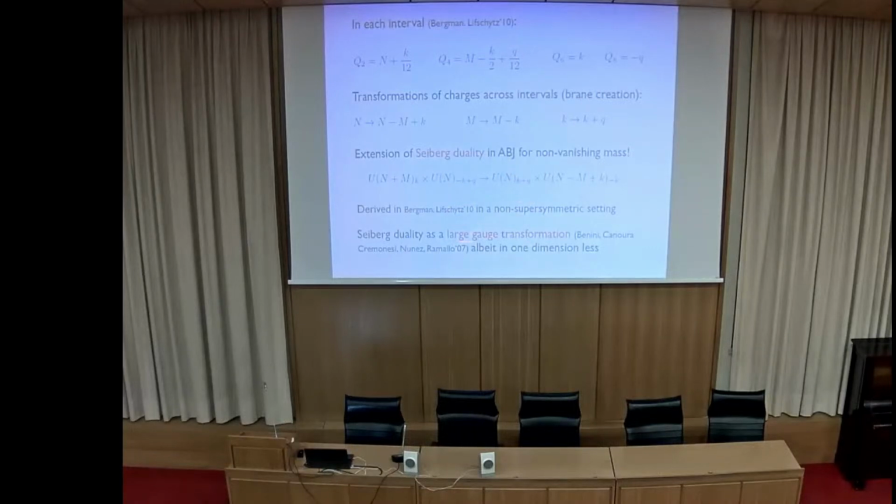You know that in other theories, for the N=2 supersymmetry, you can realize Seiberg duality as a large transformation. And I mean, large gauge transformation is what I mean. Realize it in terms of Hanany-Witten moves in Hanany-Witten brane setups. We are doing this here, but in one dimension less.